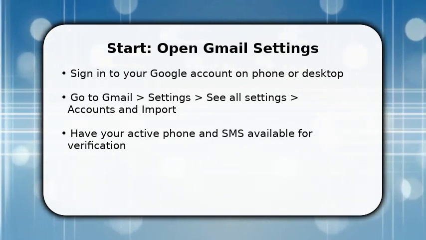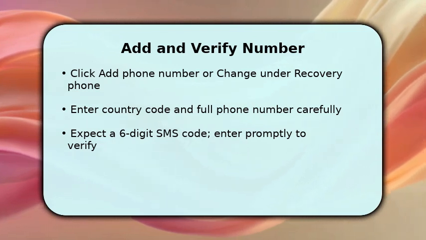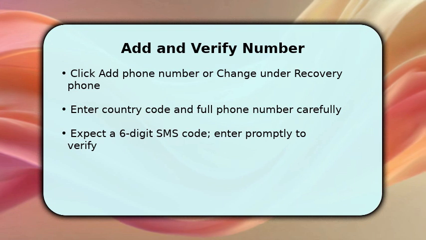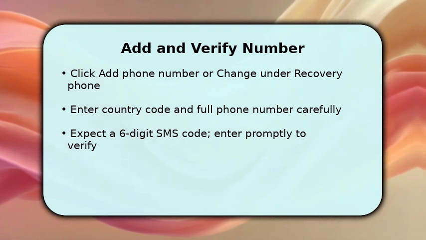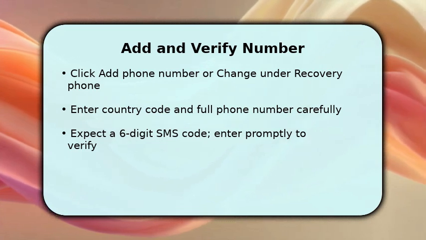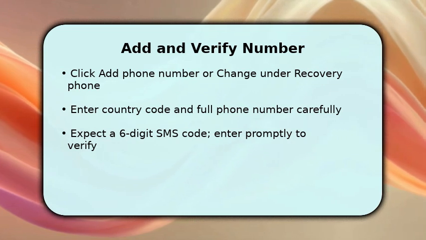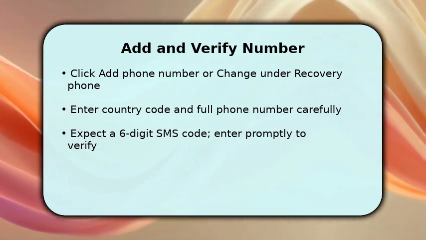Now add the number. Click Add Phone Number or edit the Recovery Phone field, then enter your country code and full digits to avoid mistakes. Google will send a 6-digit verification code via SMS. Once received, type it exactly into the prompt. If you don't get the code, request resend after 30 seconds and check for carrier delays.